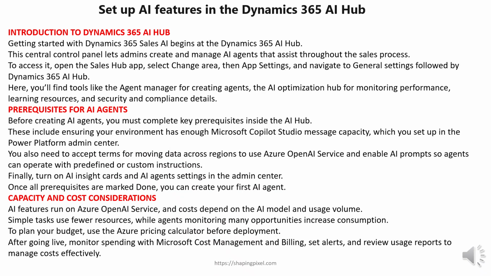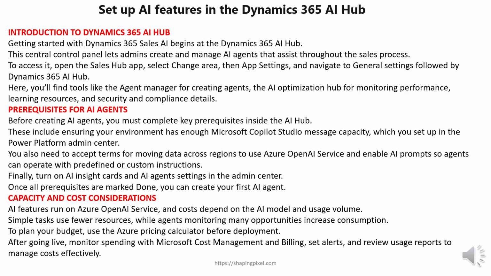Getting started with Dynamics 365 Sales AI begins at the Dynamics 365 AI Hub. This central control panel lets admins create and manage AI agents that assist throughout the sales process. To access it, open the Sales Hub app, select Change Area, then App Settings, and navigate to General Settings, followed by Dynamics 365 AI Hub. Here, you'll find tools like the Agent Manager for creating agents, the AI Optimization Hub for monitoring performance, learning resources, and security and compliance details.